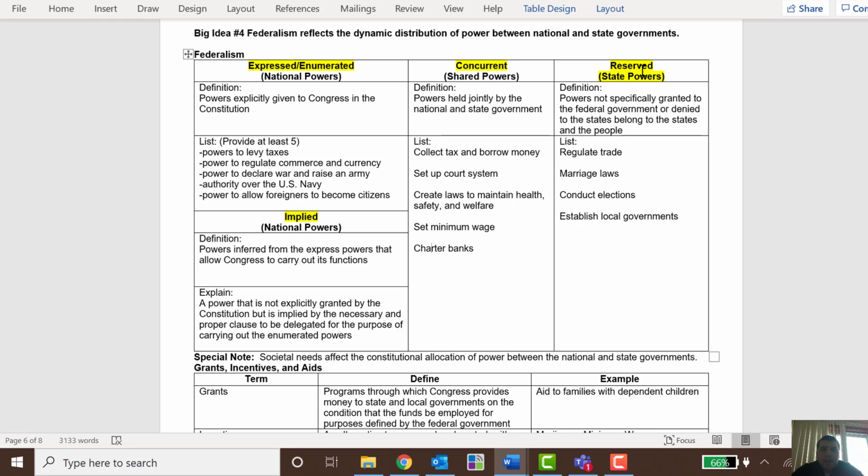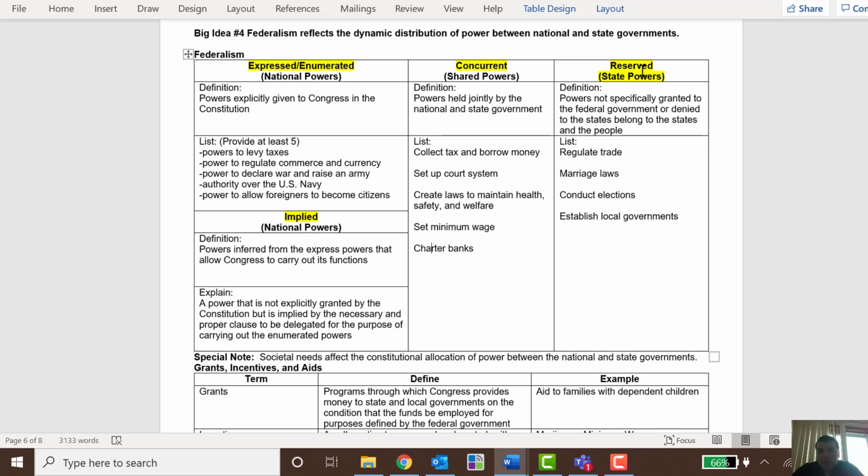And then reserved powers. So again, think about that table at a restaurant. We're holding this for you. This is just yours. In this case, you are a state, right? So powers not specifically granted to the federal government or denied to the states, things that the states can do. So regulating trade, we don't mean regulating trade in the sense of New York State going and making a special trade deal with China. We mean regulating trade like New York can send apples to California, or Boston, Massachusetts can send lobsters across the country, things like that, right? Marriage laws, conducting elections, local governments, schools. The states could set up their own schools, things like that.